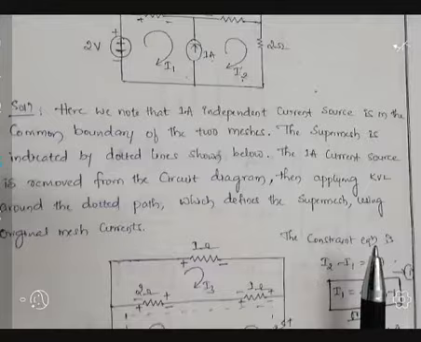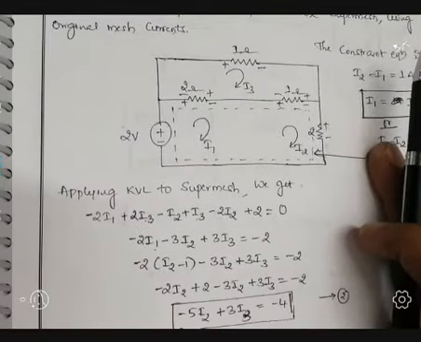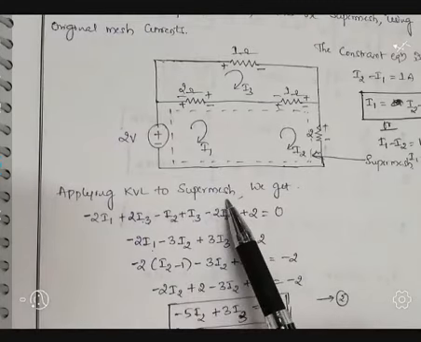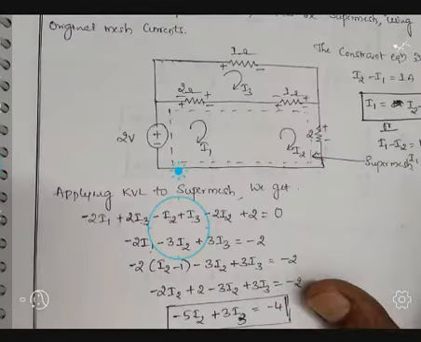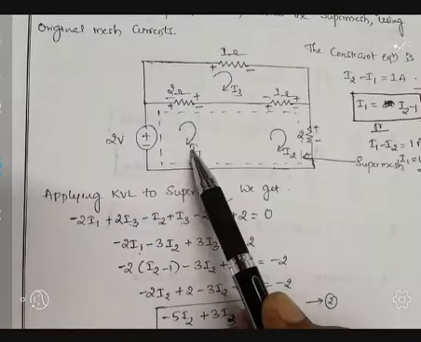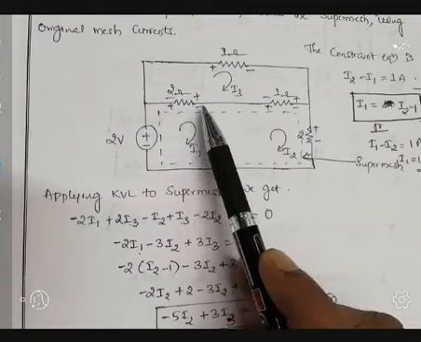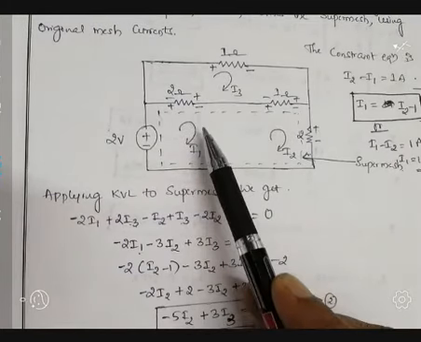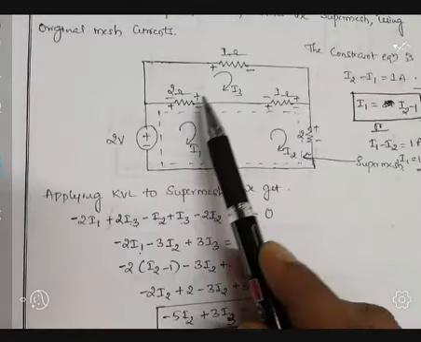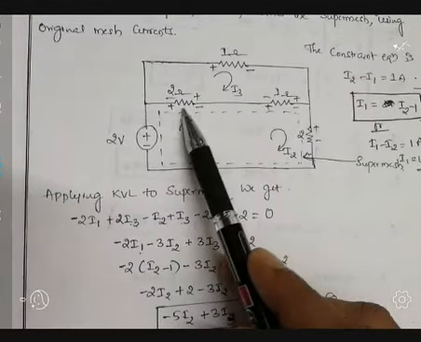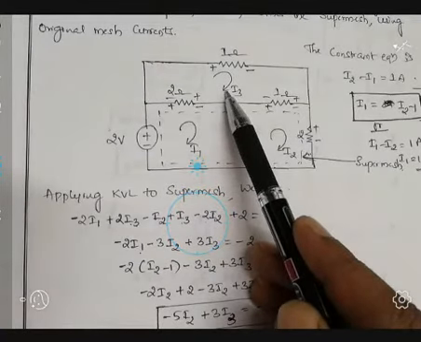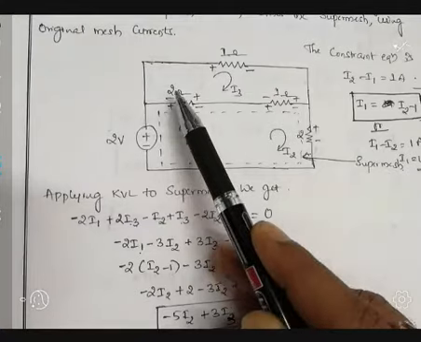Now apply the KVL to the super mesh. Let us start applying the KVL to the super mesh. Starting from here, the head of the current I1 is pointing to negative polarity, hence minus 2 I1. In the same branch, one more current is flowing, that is I3. The head of the arrow mark of I3 is pointing plus, hence plus 2 I3.